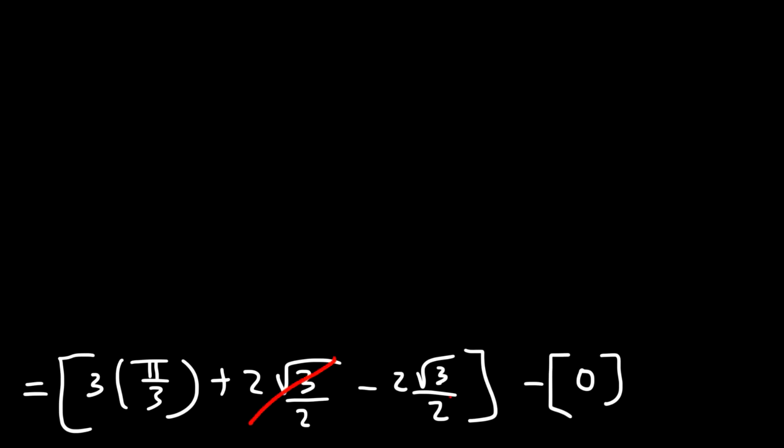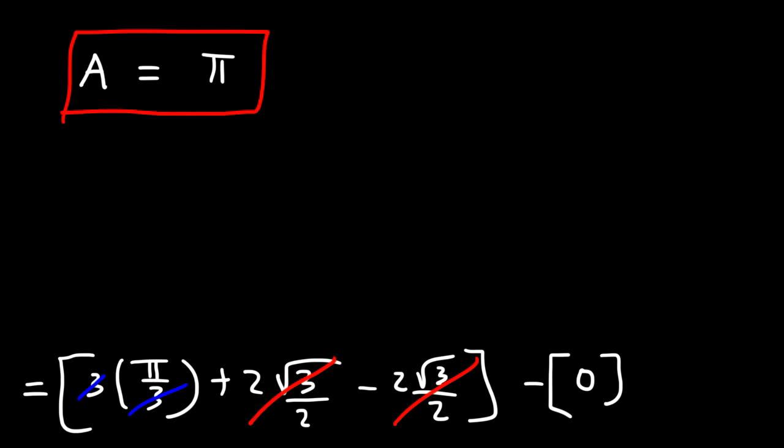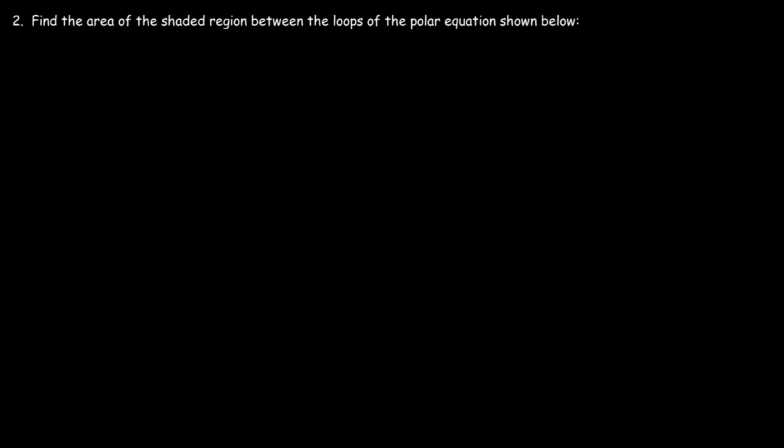So we could cancel these two. And 3 times pi over 3 is pi. So now we have the final answer. The area of the shaded region is equal to pi. And so that's it for this problem. Now let's work on a new problem.